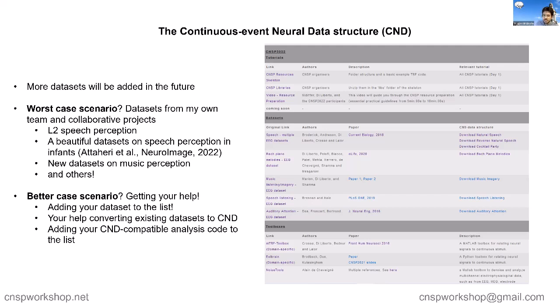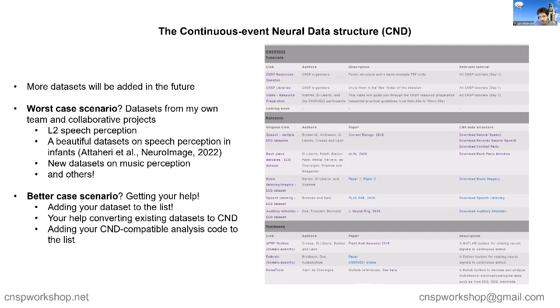Of course, more data sets will be added in the future. The worst case scenario is that the data sets from my own team and from the CNSP organizers will be added to this table. So in a few years, we'll get 30, 40 data sets through the help of the CNSP organizers. The better case scenario, because, parenthesis, I'm using all of this standardization within my team and I find it extremely useful, so I'll just keep using it.